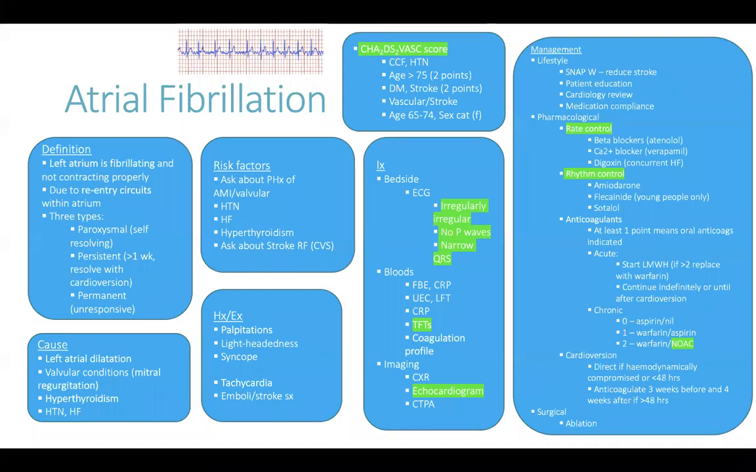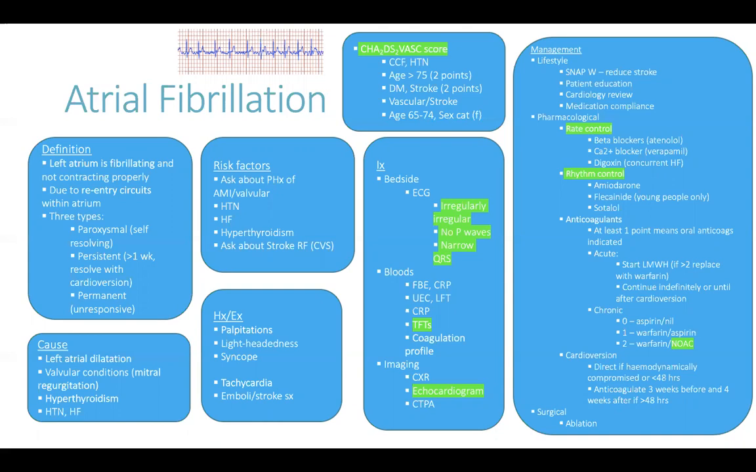But nowadays, because NOACs are so good and they're used everywhere now, they've changed it so that if it's 0, you don't give anything. They found that aspirin is pretty useless. And then if it's 1 or 2, you consider giving them NOACs.